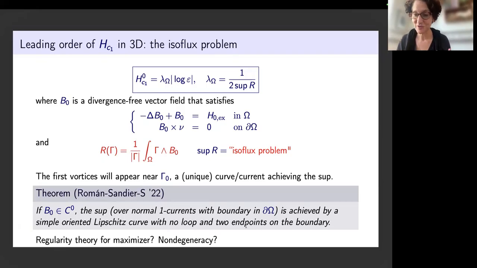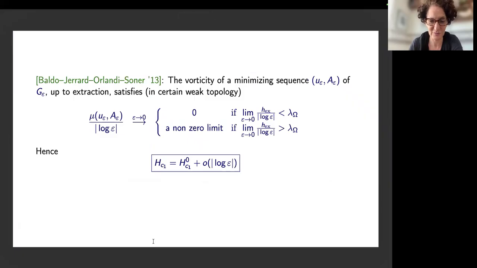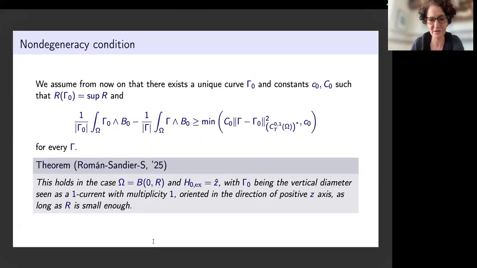For instance, you can think of a very simple geometry, which is the geometry of a ball or something that's spherically symmetric, and an applied magnetic field which is vertical. Then the gamma naught is simply the axis of symmetry, the axis of rotational symmetry. That's where the vortices will be. And then we need to understand also if this maximizer is regular, if it's non-degenerate, but that's more difficult. So from now on, we assume that there exists a unique curve that achieves this max.